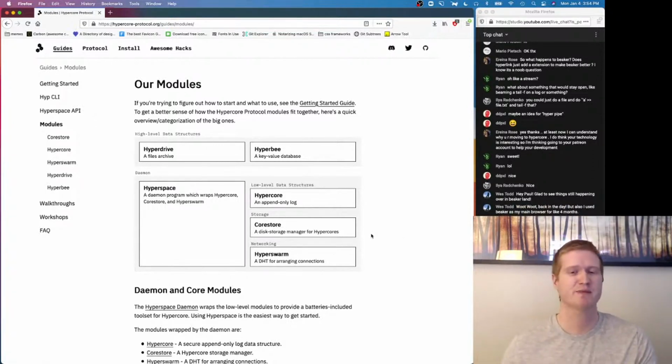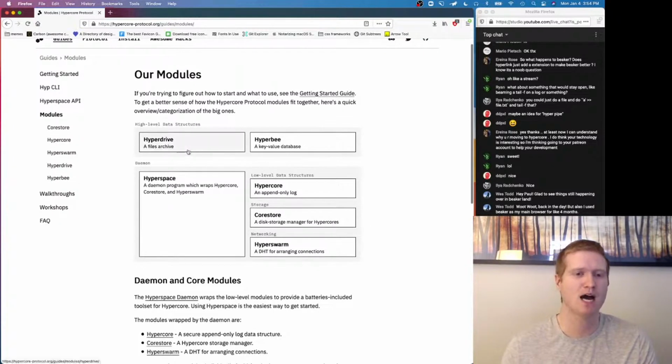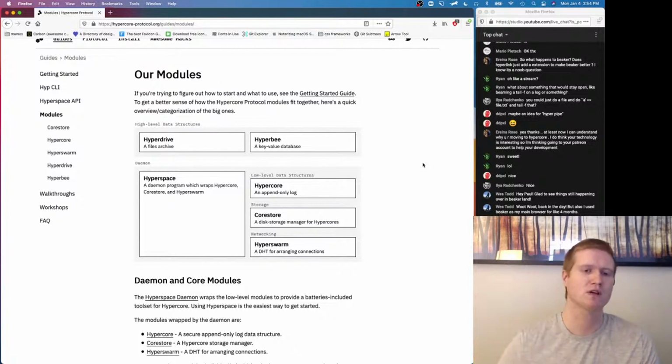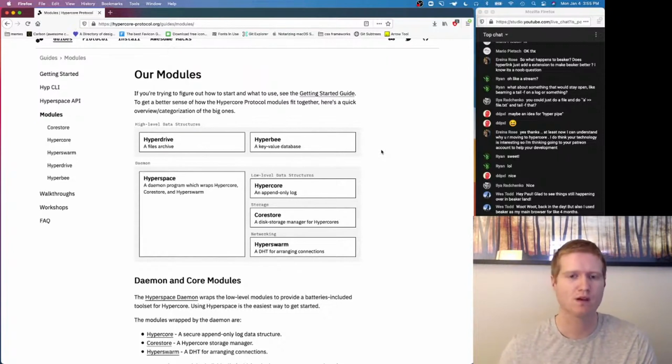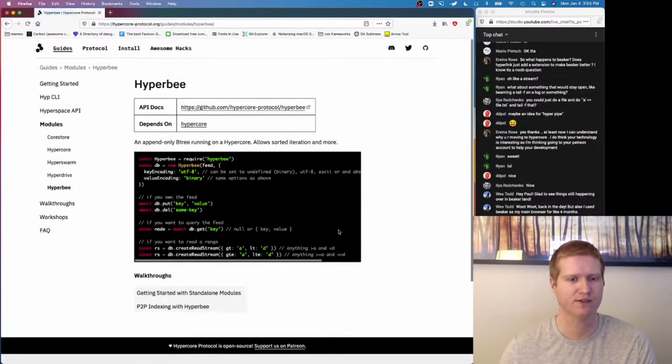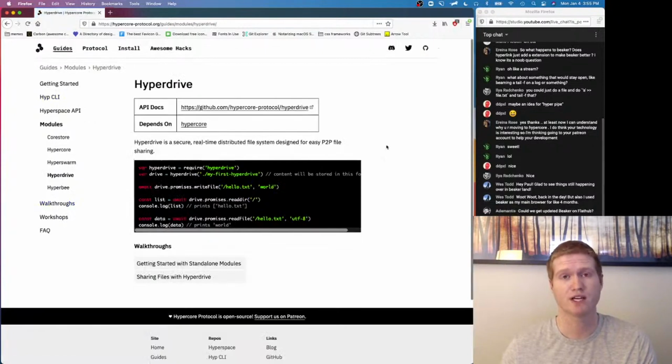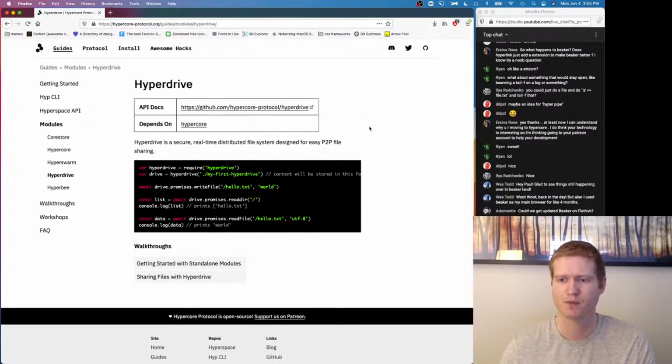So let's talk about each of these modules. Starting from the top, Hyperdrive is a files archive, kind of like a Git repo almost, but it's, you know, peer-to-peer, exists on top of the stack. Hyper-B is a key value database, kind of like LevelDB, really similar to use. In fact, if you look at the API here, this should look super familiar. And then here's the Hyperdrive API, which looks kind of like the Node.js FS module.